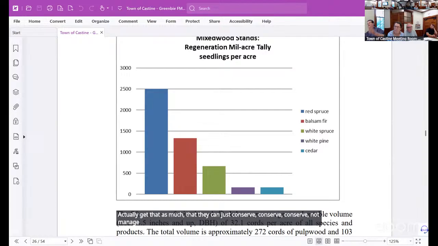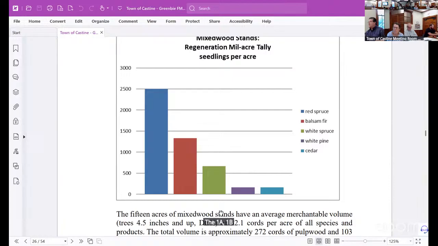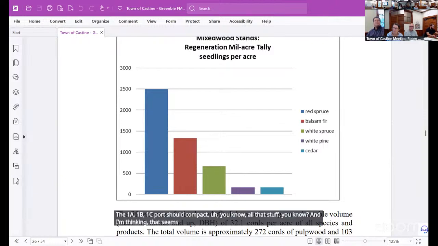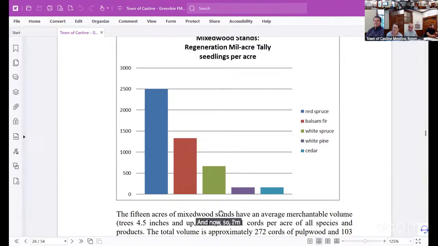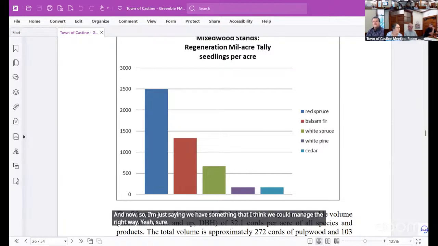So they've got to cut down all these trees for a new power line, right? Or the clear cutting. I remember the 1A, 1B, 1C forestry compact, all that stuff, and I'm thinking that seems so far in the past now. I'm just saying we have something that I think we could manage the right way. I love to remind people that conservation technically means wise use.